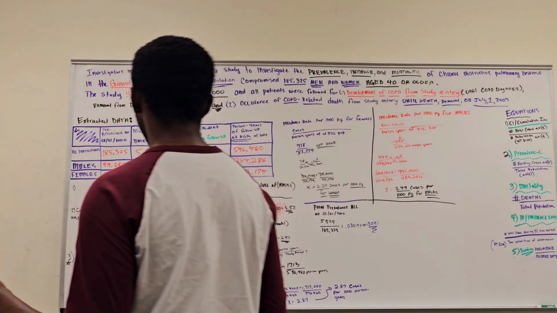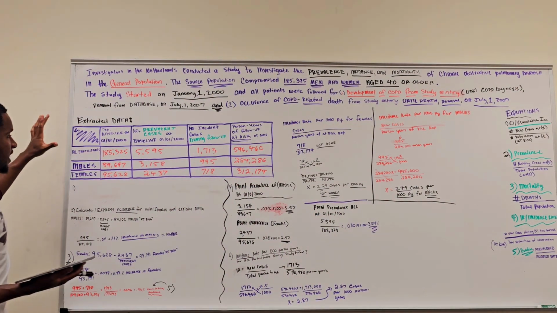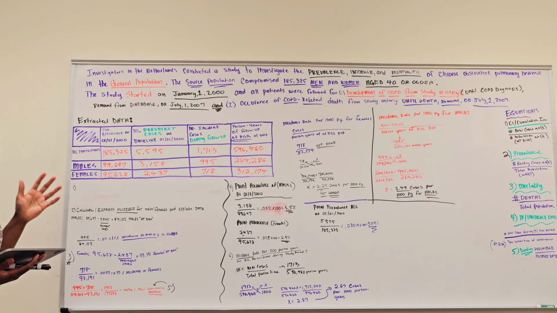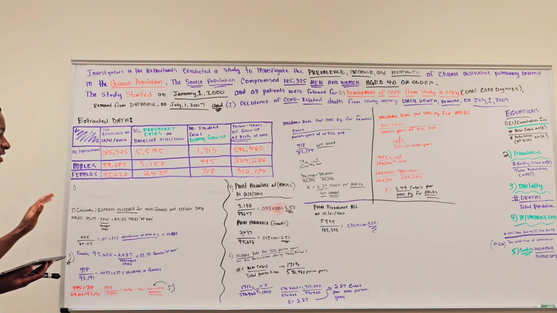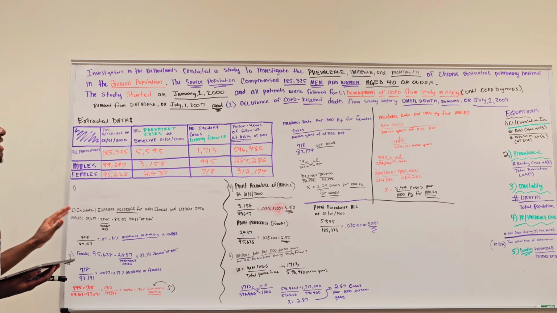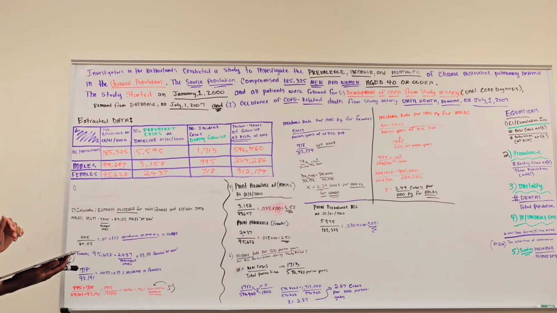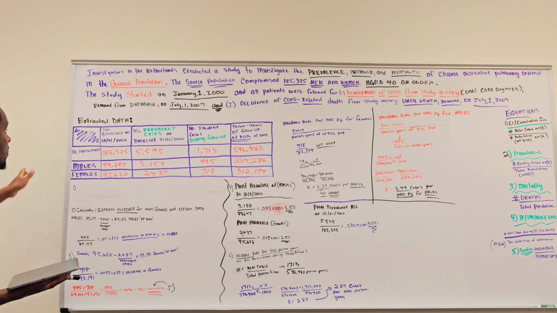I'm going to start with a brief overview of the case study, the information that was given to us, and some ways that we can extrapolate and manipulate the data sets and data points to get the answers that we need. And this is based off of quiz 2 for the epidemiology course.